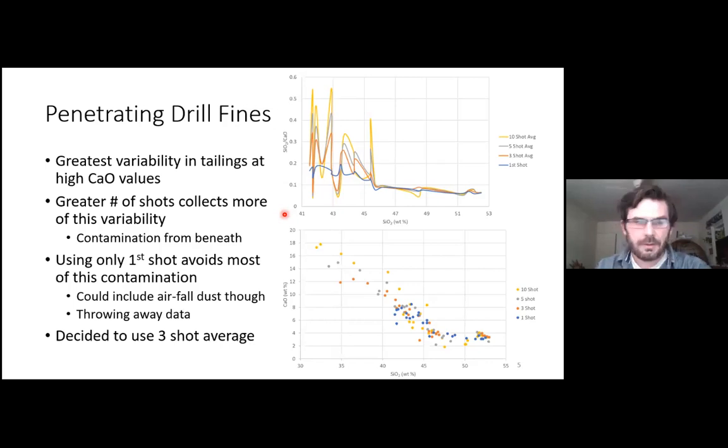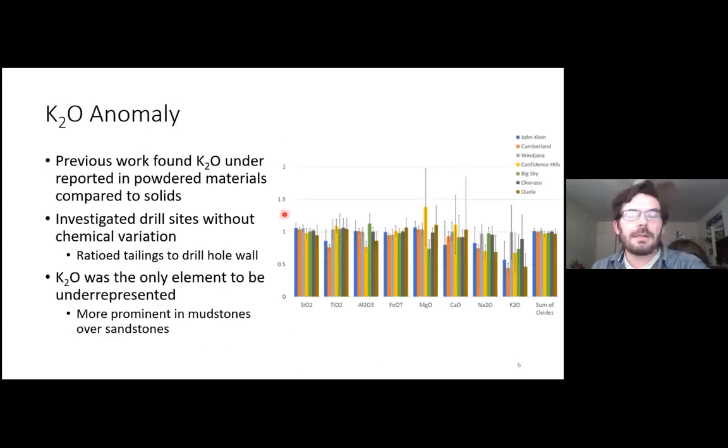The next bit of housekeeping is the potassium anomaly. Some of the French researchers did some laboratory work and found that in some powdered material, potassium would be underreported compared to the original solid material. To see if we saw any of this on Mars, we investigated drill sites without a lot of chemical variation, and we determined chemical variation based off of other people's reports. So this isn't a case of us seeing no variation here and concluding there is none; we're using the more general results to understand this.